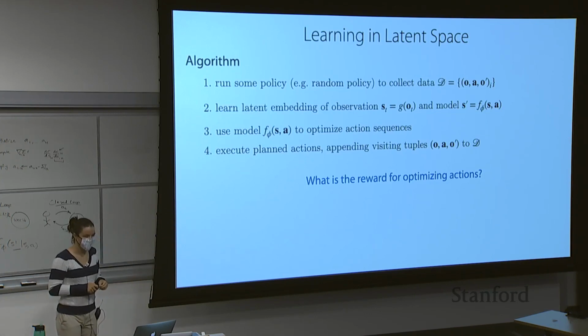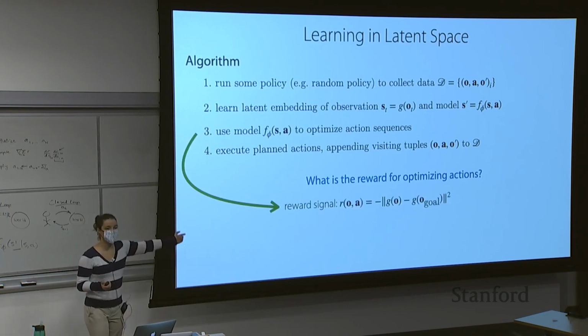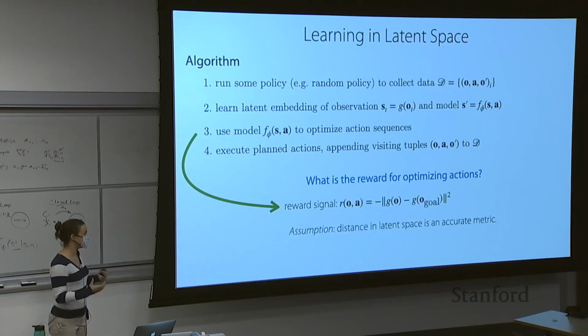Now, what is the reward function for optimizing actions? One thing that we can do is if we have an image of the goal, we can use the negative distance between the embedding of the goal and the embedding of your current observation. And this can give you a reward signal that assumes that distance in your latent space is a reasonable metric for measuring distances between states.